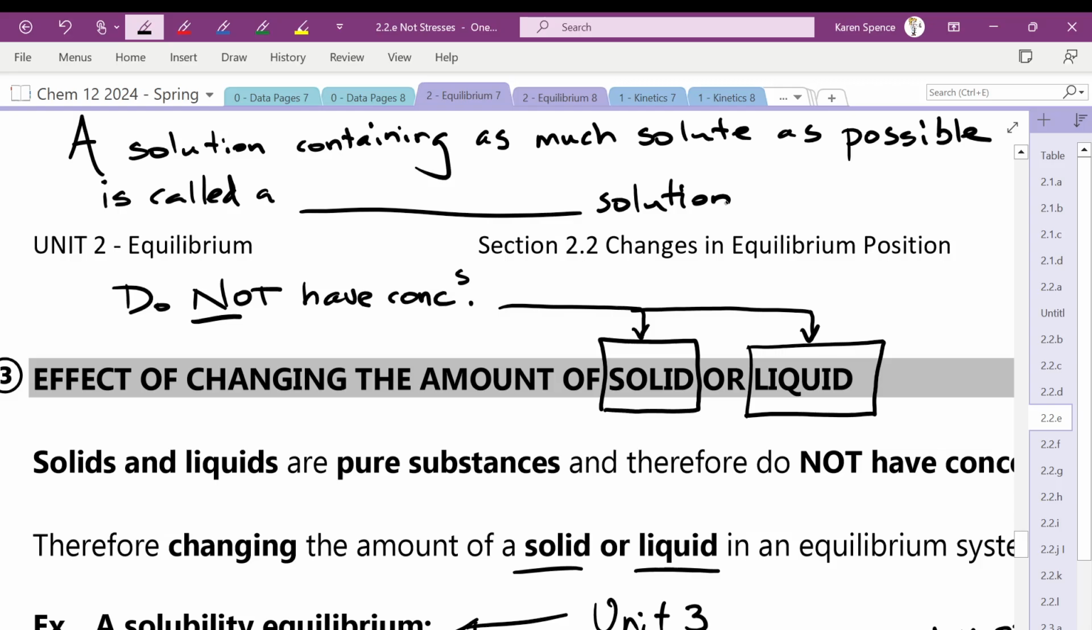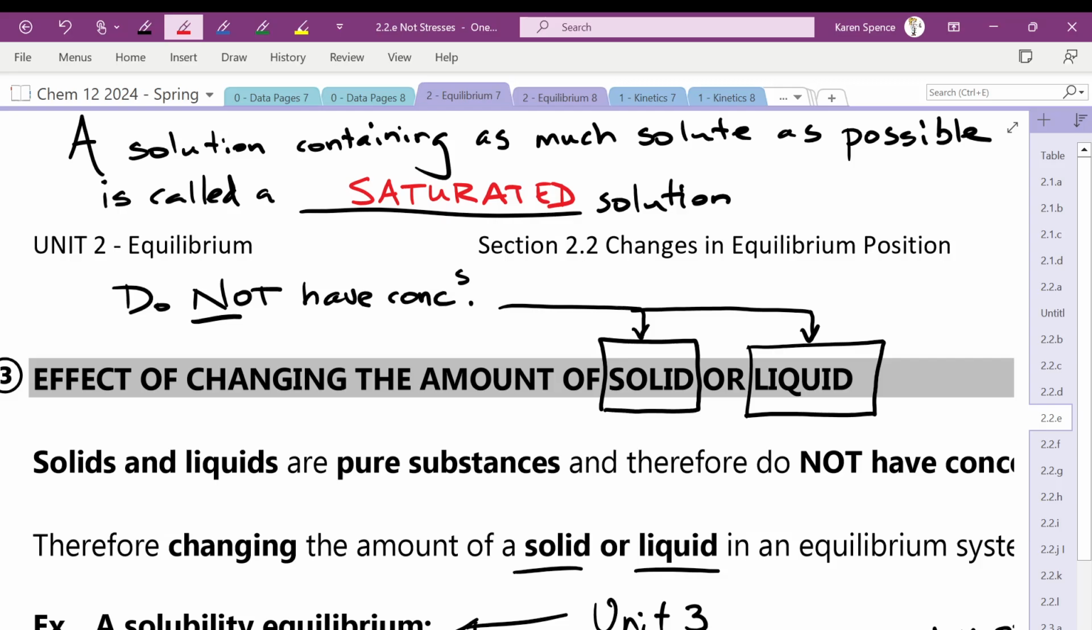A solution containing as much solute as possible is called a something or other solution. Saturated. Thank you. Nice work. Have you heard the word saturated before? Yeah? Okay, that's what it means. It contains the most possible.